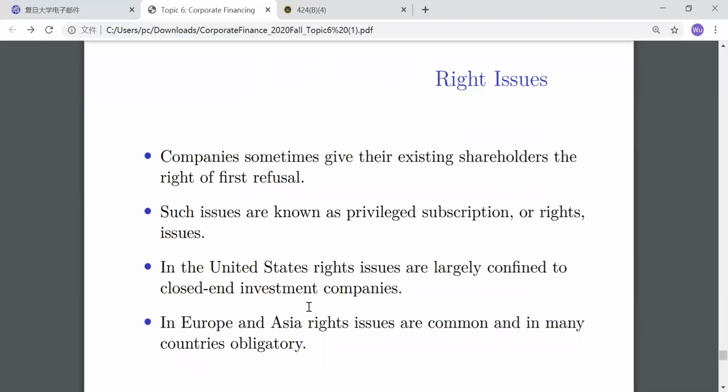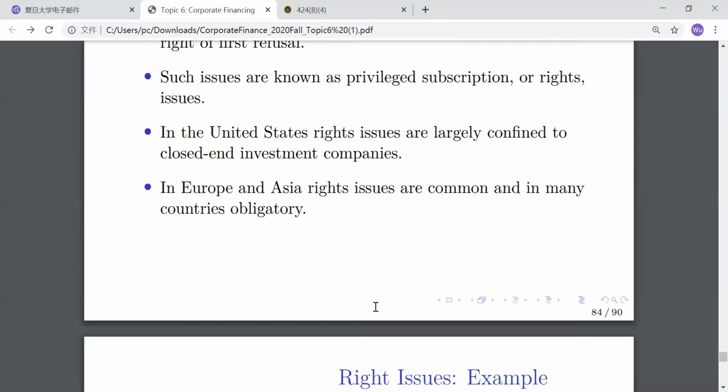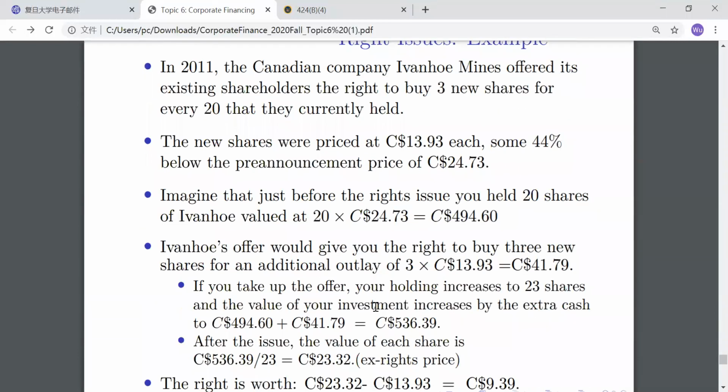So finally, we'll talk about rights issues, right? A rights issue is where the company gives the existing shareholders the right of first refusal, right? And these issues are known as privileged subscription or rights issues. These rights issues are largely confined to closed-end investment companies. In Europe and Asia, rights issues are very common, and in many countries, rights issues are obligatory. Now, here's one example.